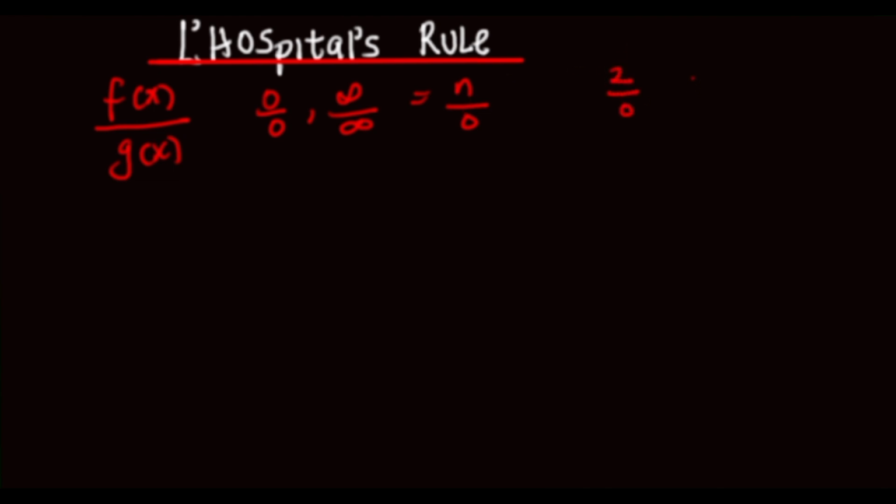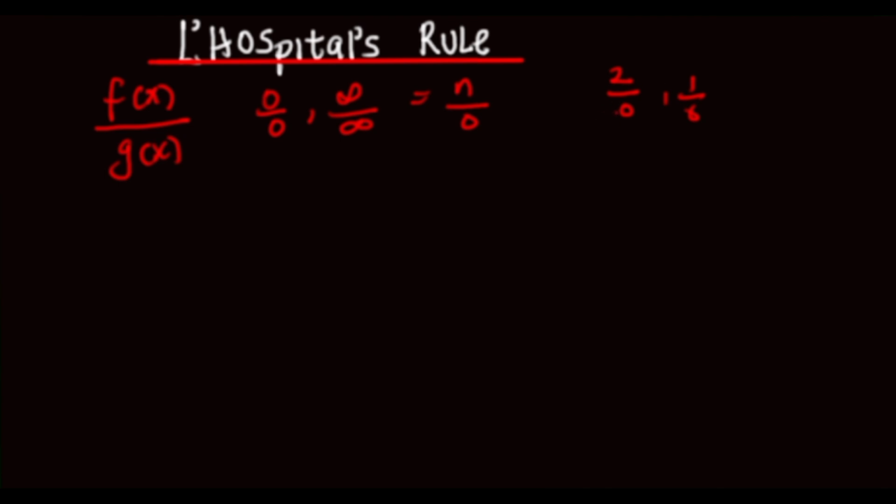For example, let's say we have a function f of x divided by g of x. In this case, after finding the limit, we actually have it to be 0 divided by 0, or we have it to be undefined divided by undefined, or let me simply say n divided by 0. n can be any value. It can be any constant value. Maybe we have 2 over 0, or 1 over 0.